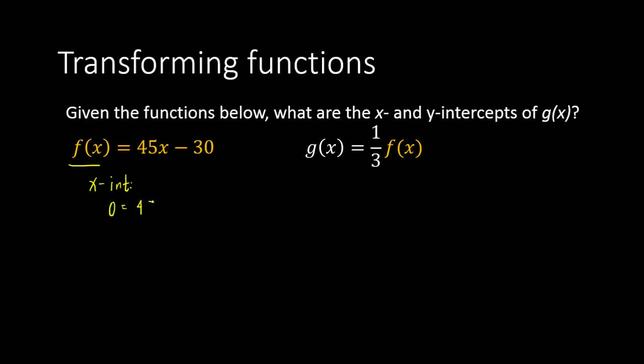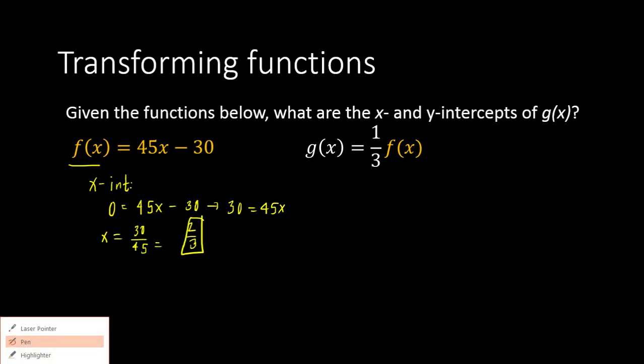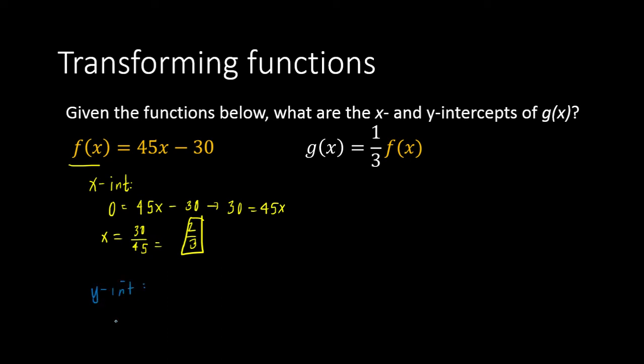So 0 equals 45x minus 30. 30 equals 45x. So x equals 30 over 45. If I divide both of those by 15, I get 2/3. So my x-intercept is 2/3. My y-intercept for my original function, I set x equal to 0, and I get y equals 0 minus 30, so my y-intercept is 30.